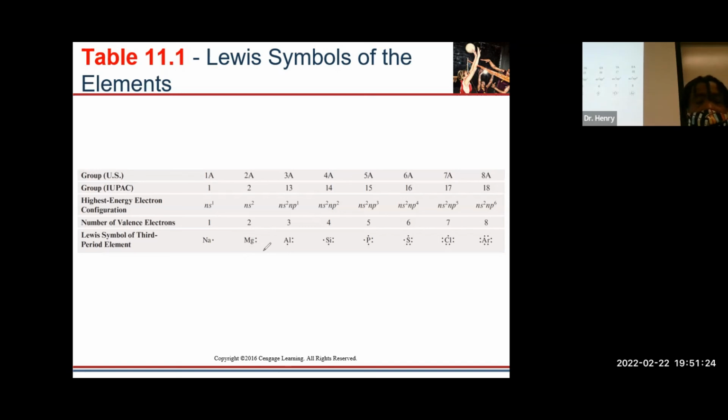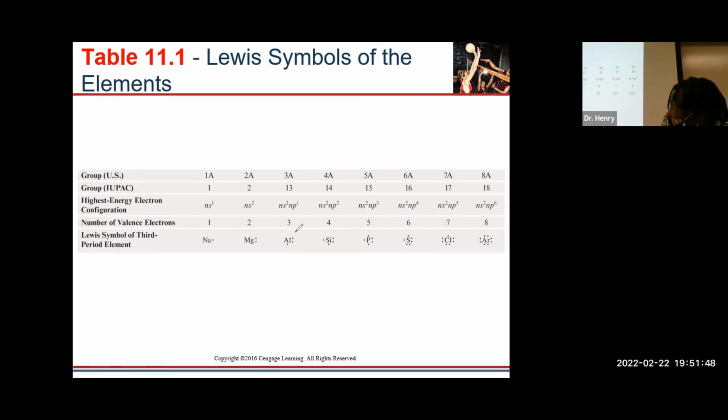Here we have magnesium. Magnesium has 2 dots. It has 2 valence electrons. And so this would be the highest energy configuration for sodium, which is ns1, because it only has 1 electron. It's going to be on that s. This guy has 2 electrons. It's going to be 2 on the s, right?